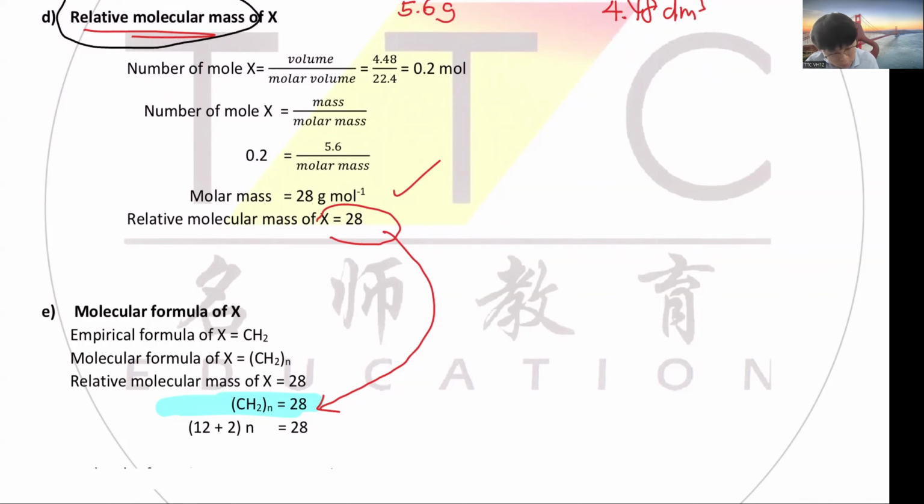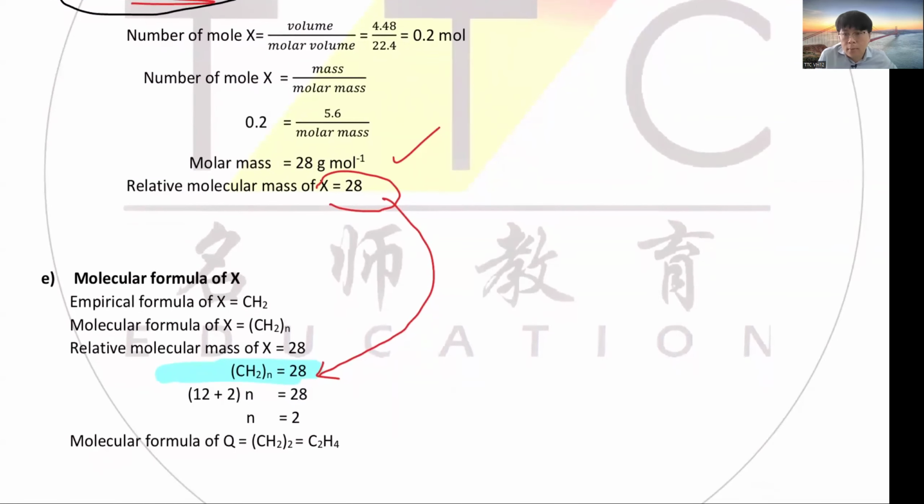Okay, then you get n equals 2. So the actual formula will be C2H4. Hey, you okay? This kind of question, if not enough, I have two more for you to practice.